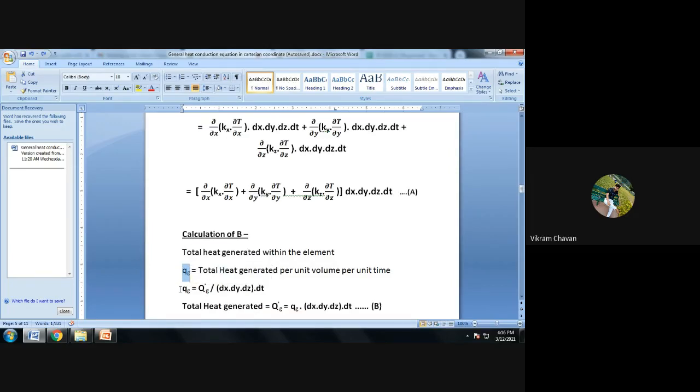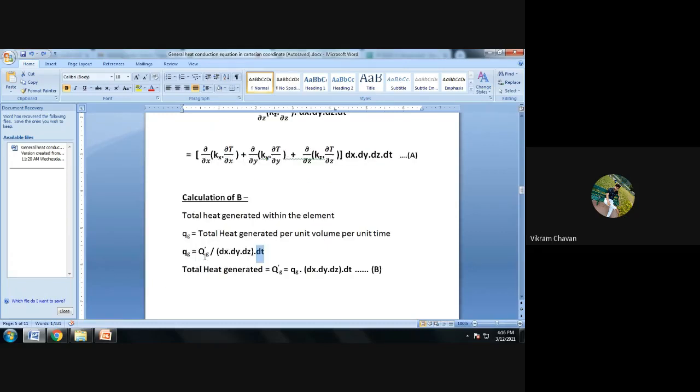So in equation format, Q suffix G is equal to Q dash suffix G whole divided by dx multiplied by dy multiplied by dz, which is the volume of the element, and divided by dt, which is the time period for which we are going to study this particular heat conduction. We want to find out total heat generation, so we transfer this denominator to the other side. So total heat generated, capital Q dash suffix G, is equal to small q suffix G multiplied by volume multiplied by time interval. That will be our equation number B.